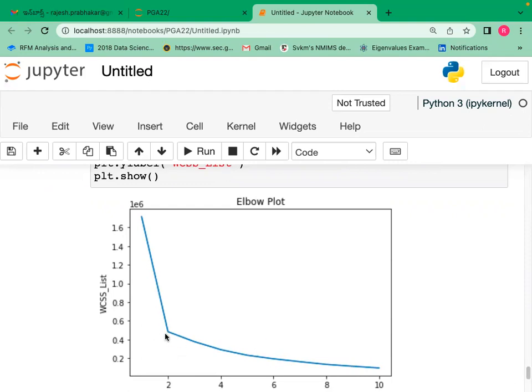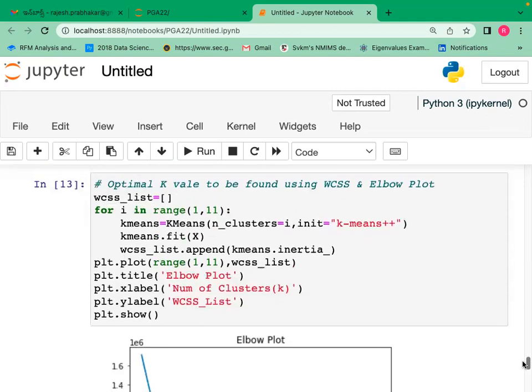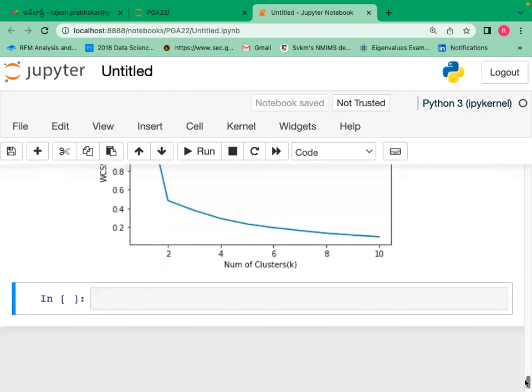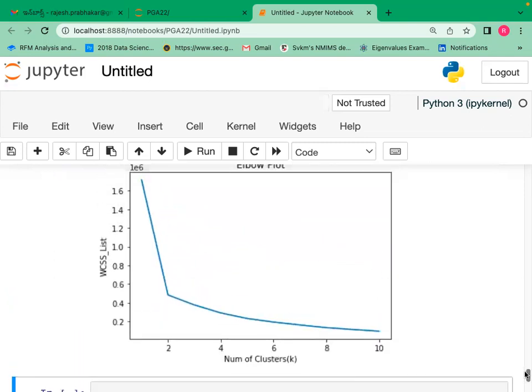Here, the K value is how much? 2. Because see, from that point, there is no other bend, right? Is there any other bend? You don't see any bend, right? So 2 is the point where it is bending, the elbow. So for this data, K is equal to 2. So we will build a final model with K equal to 2.